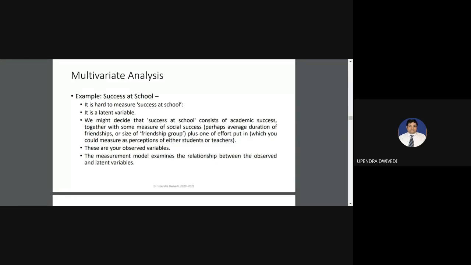So it is a multivariate analysis problem to determine success at school. Here success is not defined. If you want to measure success, you have to measure it in various parameters.